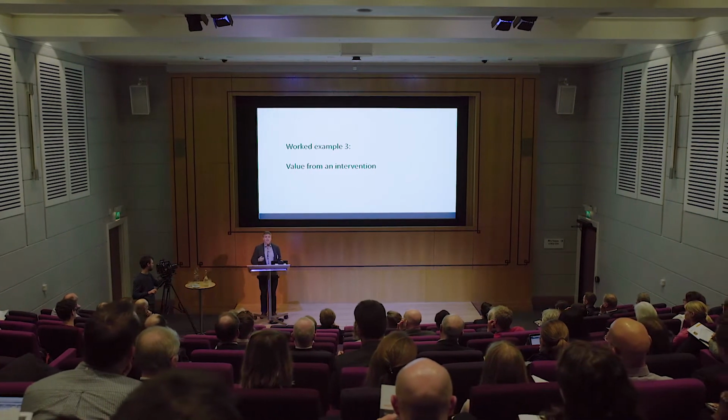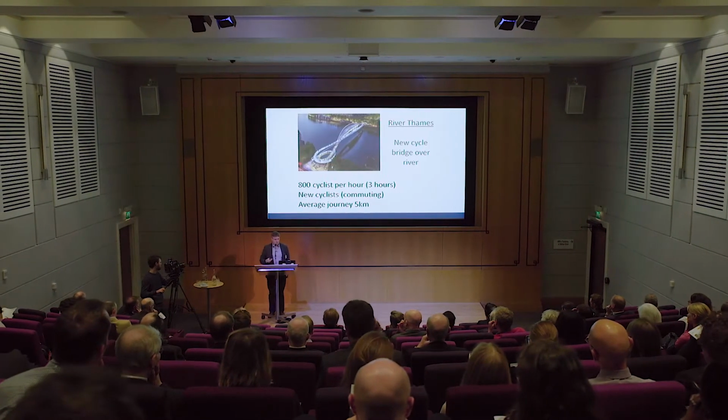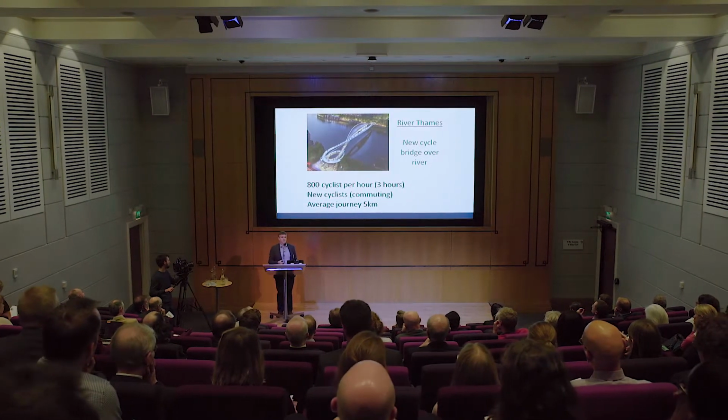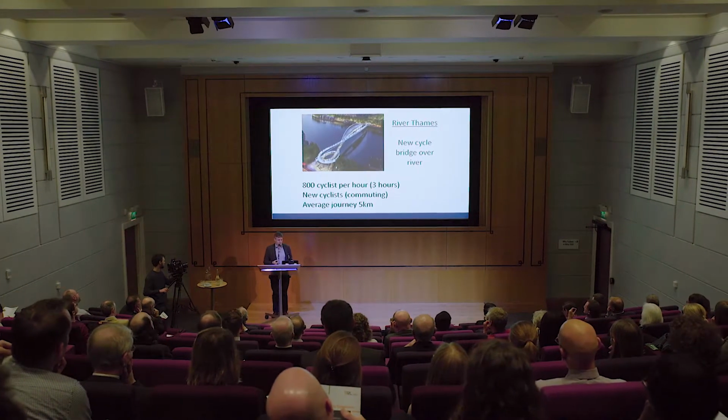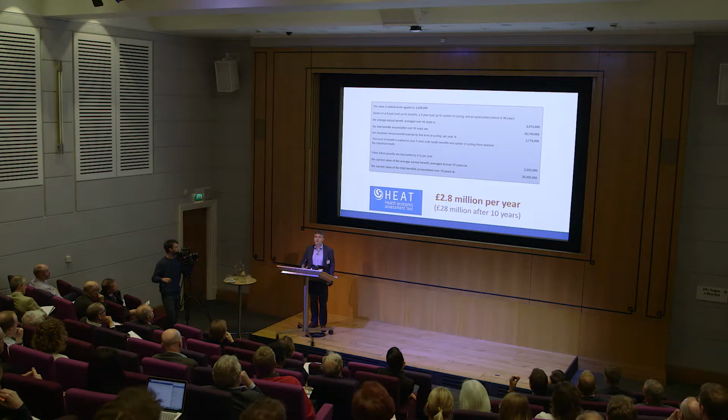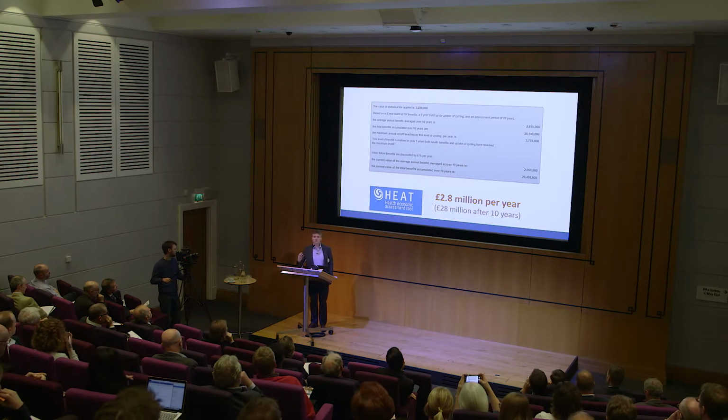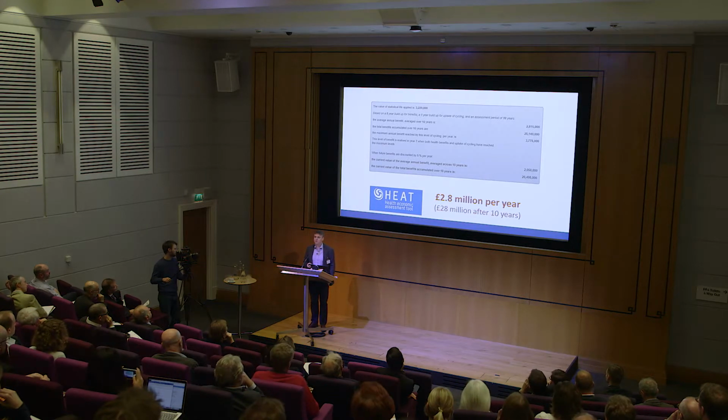And then finally, if you're looking at an intervention, I was looking at potential interventions that might be happening in London and loved the idea of the cycle bridge over the river. Either you could count the number of cyclists that use it, or you could model the number that you think will use it. If we assumed it was 800 an hour who were new cyclists, commuting on an average journey of 5 kilometres each way, again, you can see Heat will give you an economic value on that additional cycling that you've been able to stimulate or cause.